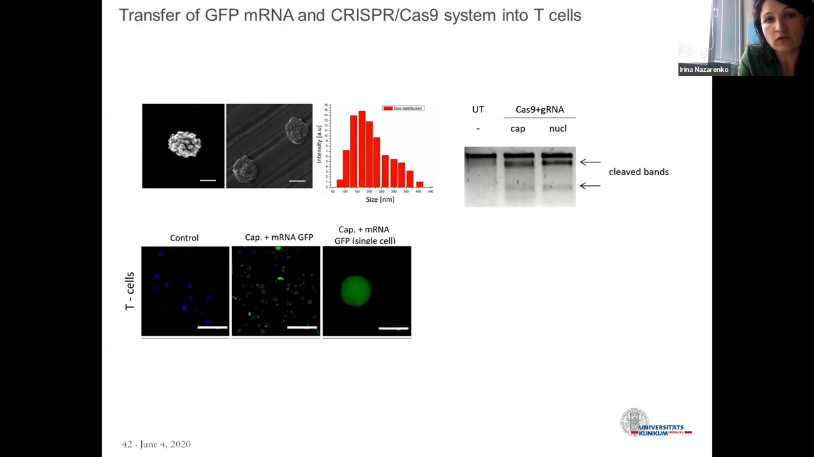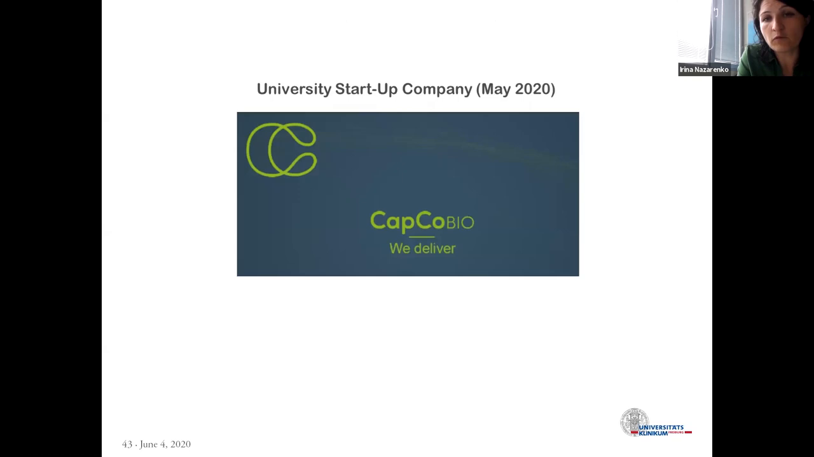So basically, based on this experience, a university startup company was built just in May 2020, so recently. They will also present when the products will be available, such vesicle-like capsules for further transfer.